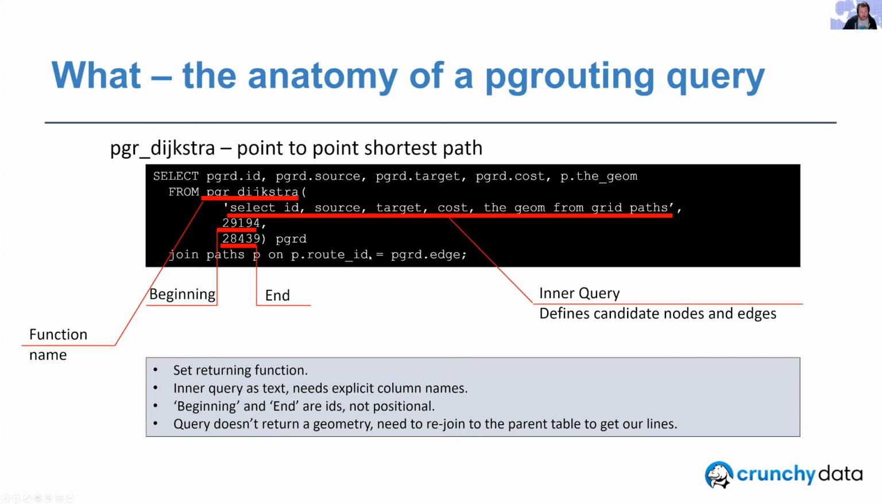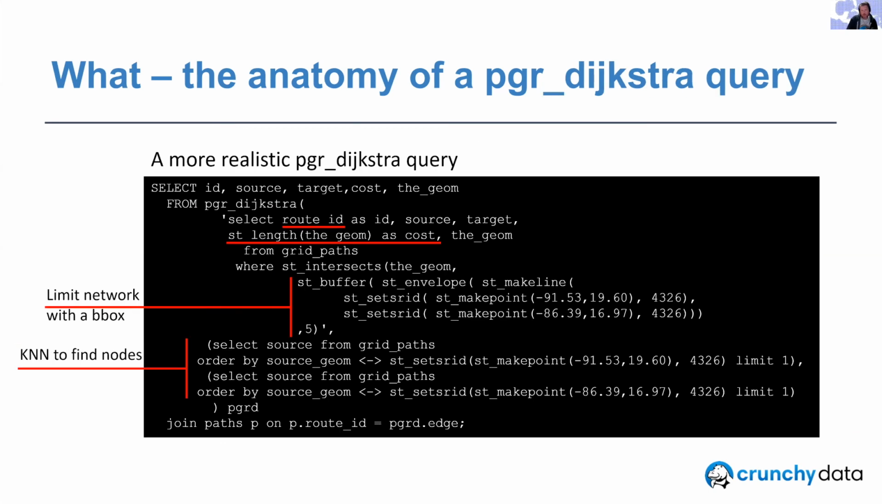That's about it. I'm joining back against the paths table here at the bottom so that my external query is getting the geometries associated with this, because it does not return a geometry. It is a set returning function, which means it's returning a table or multiple records. The inner query, like I said, needs those explicit column names. The beginning IDs and end IDs are not positional information. That's all good stuff to know, because we can then see what an actual query looks like.